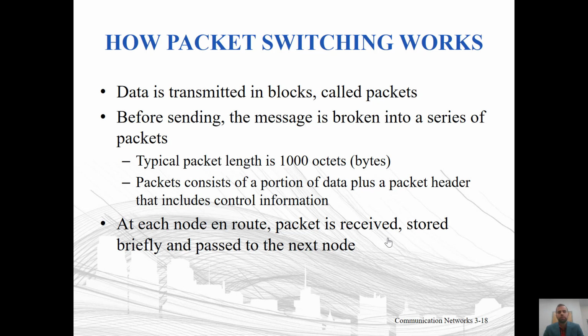Data will be transmitted in blocks called packets. Before sending, the message will be broken down into a series of packets, where the typical packet length will be around 1,000 octets or bytes. The packets consist of a portion of data plus a header that includes control information. That header has some detail about where the packets might need to go, etc. At each node along the route, the packet will be received, stored briefly, and then passed to the next node.